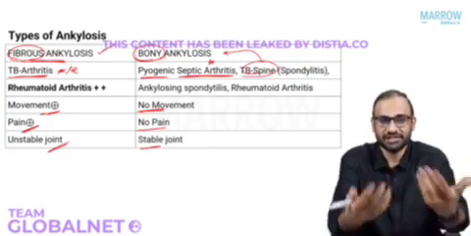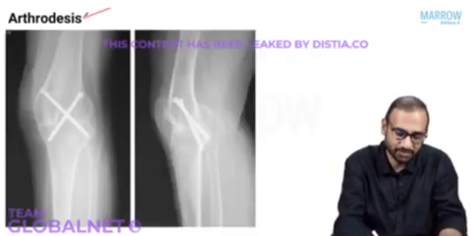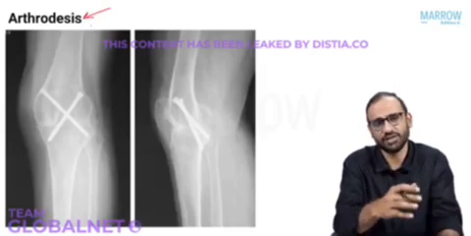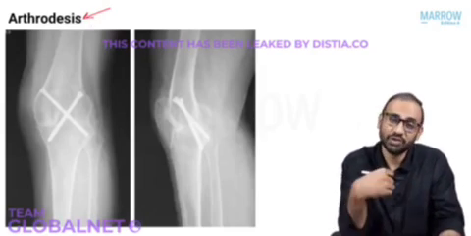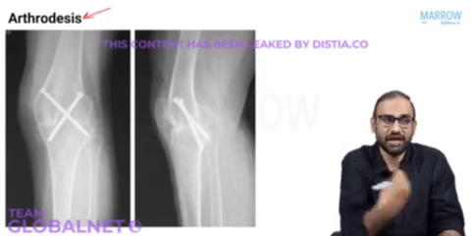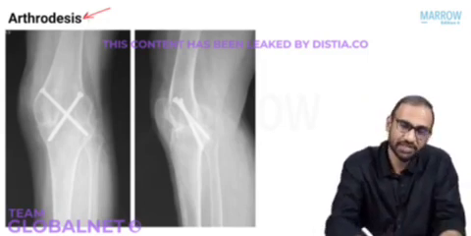What if we as surgeons want to fuse a joint? That is known as arthrodesis. Arthrodesis and ankylosis are technically the same thing. The joint is being fused. But arthrodesis, we want to fuse it. Ankylosis, the disease process fuses it. Okay, so arthrodesis is surgical fusion of joint.